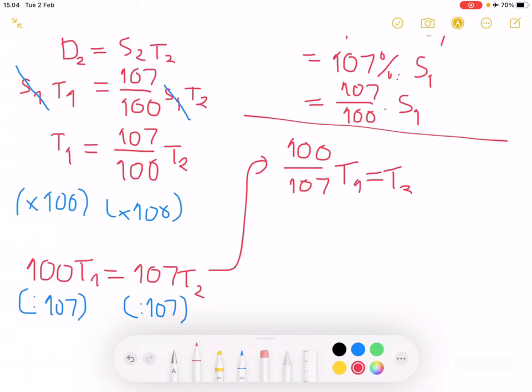And now you may want to express this in a decimal form, but like I said, you don't really need to give an exact value because this is a non-terminating fraction. So we can just write this as t2 after plugging this in a calculator. You will get this. This is approximately equal to 0.9346 of t1, like so.